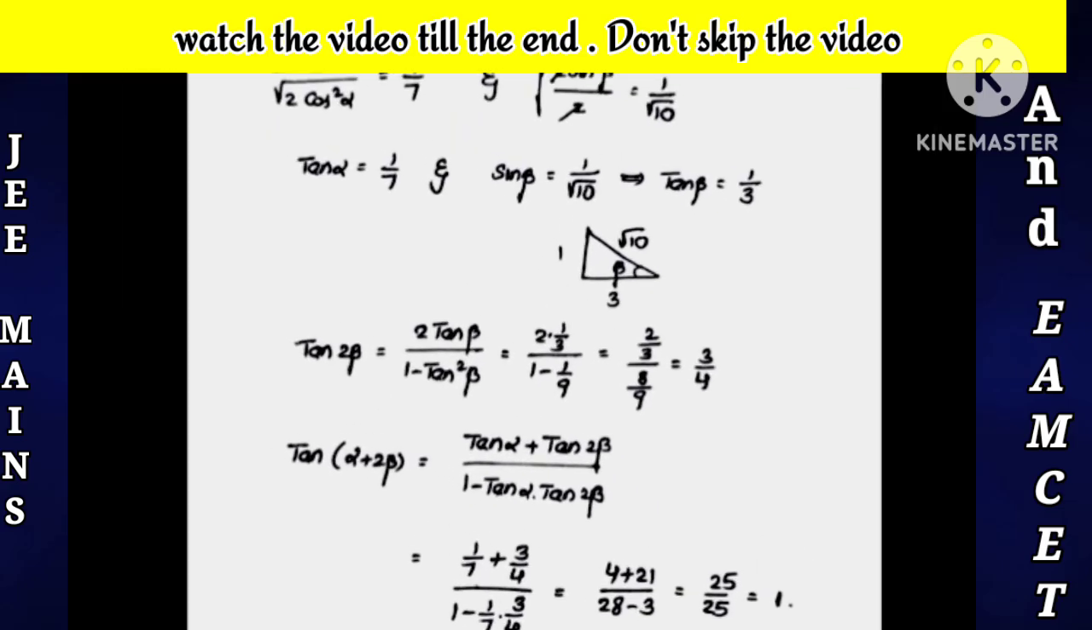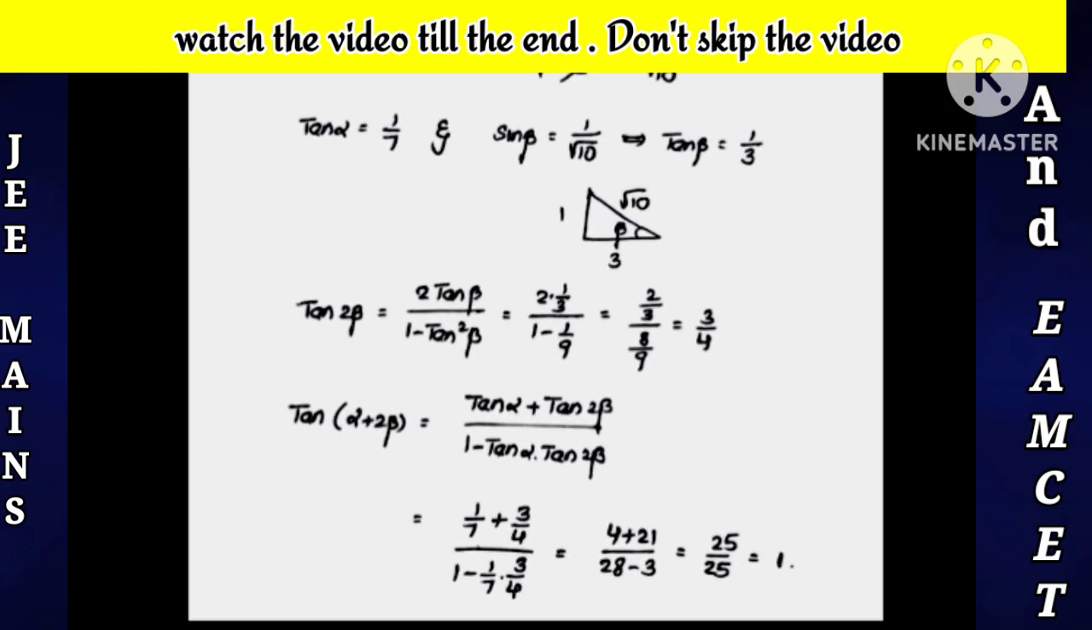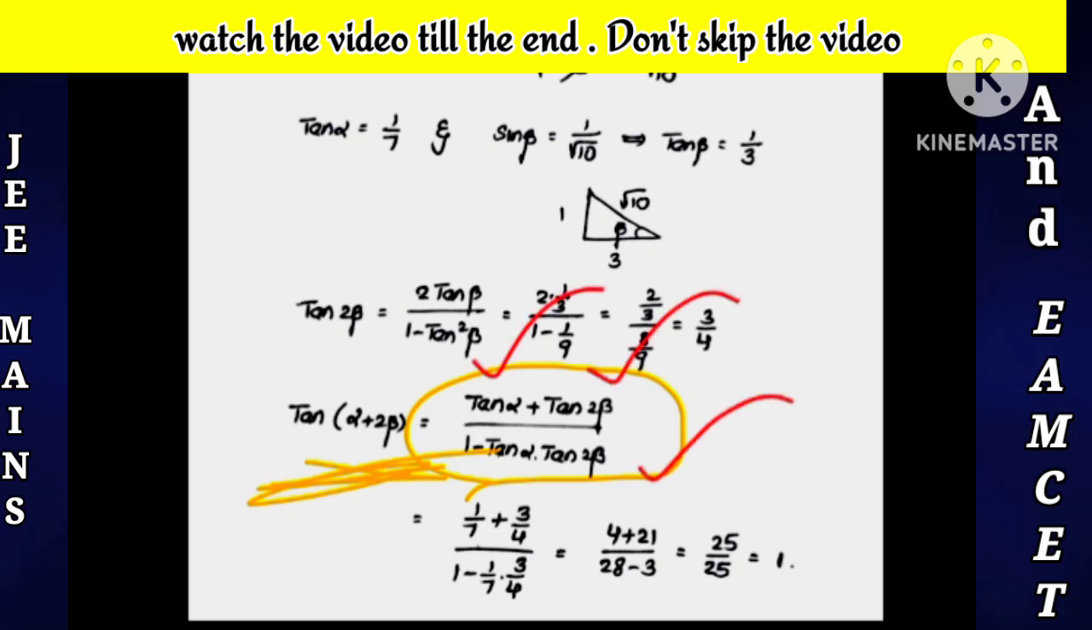Okay, means take the tan of 2 beta. And what is the tan of 2 beta formula? Tan of (alpha plus 2 beta) is equal to (tan alpha plus tan 2 beta) by (1 minus tan alpha into tan 2 beta). Okay, the tan of a plus b formula: tan a plus tan b by 1 minus tan a tan b.